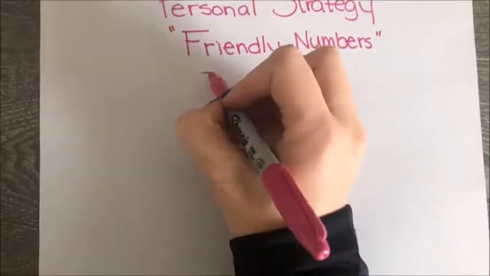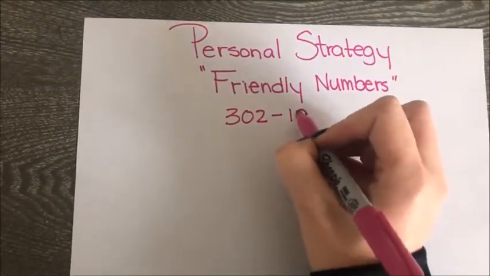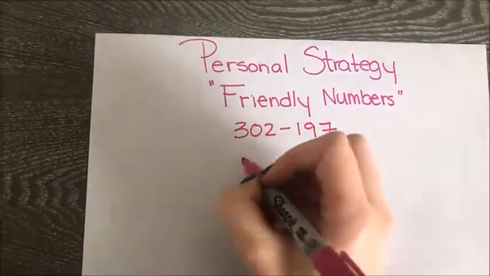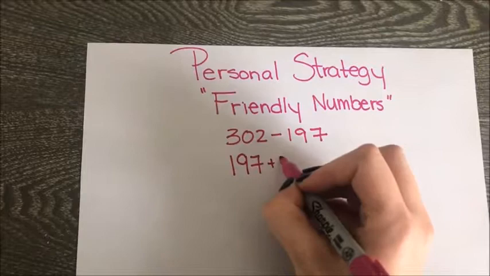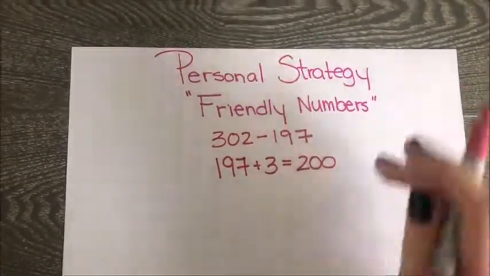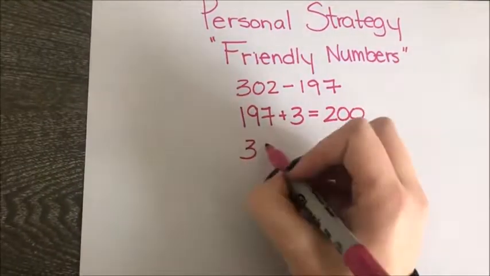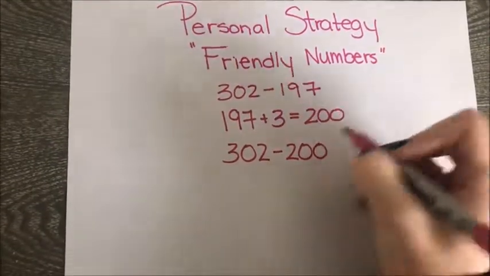I'm going to be working with a personal strategy of friendly numbers. Friendly numbers are numbers that are easy to work with, and they're typically multiples of 10. So I'm going to change my subtrahend to a friendlier number. The friendlier number is 200, so I'm going to add 3 to 197. That'll give me 200. Now I'll subtract 200 from my minuend, 302. That will give me 102.